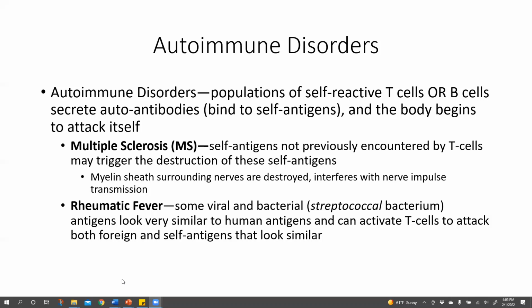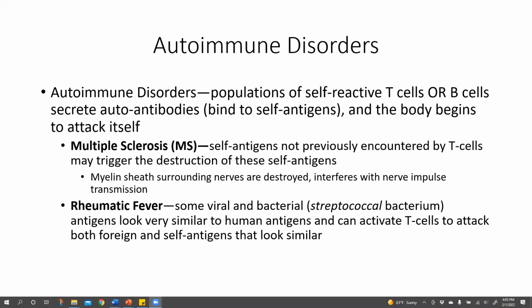And so your body basically starts to attack itself. Okay. So what should be familiar to your body is no longer familiar to your body. And when it's not familiar, we attack it. Okay. We've got several different examples here.